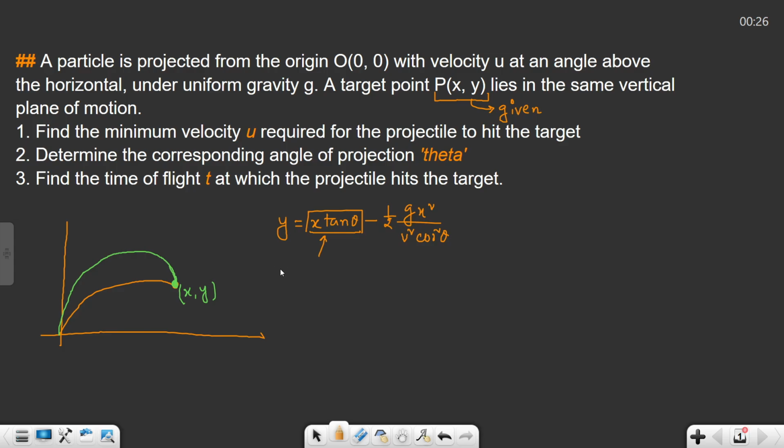So how do we do that? We try to make a quadratic equation of tan theta. Luckily, this format gives a very neat way to do that. So 1 over cos squared theta is nothing but sec squared theta, and sec squared theta can be written as 1 plus tan squared theta.